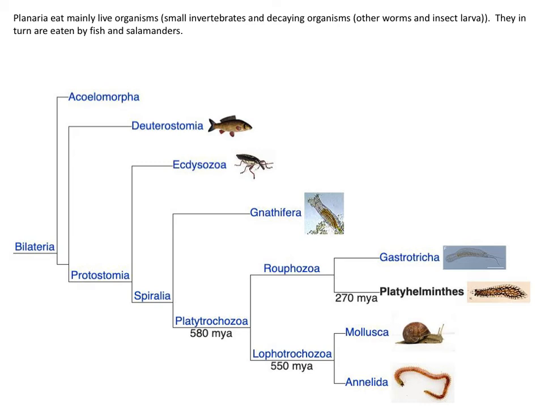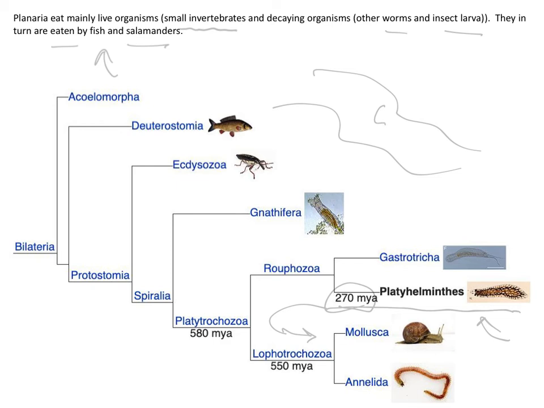This is just another example of where the plathomenthes come out about 270 million years ago, and you can see they're fairly closely related to mollusks. So what are they doing? They're living under rocks, so that you can see up here. They're eating small invertebrates and decaying organisms, other worms, and insect larvae. They're eaten by fish and salamanders. So 270 million years ago, you have these rivers, right? Here's my little river. You have rocks. Underneath that rock, you have a little plathomenthes right there.